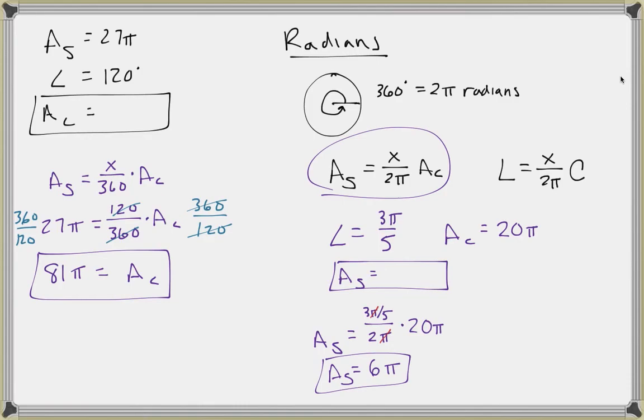So some problems may work in degrees, and then we want to use 360 as the denominator. Some problems might work in radians, and then we'll use 2 pi as the denominator.